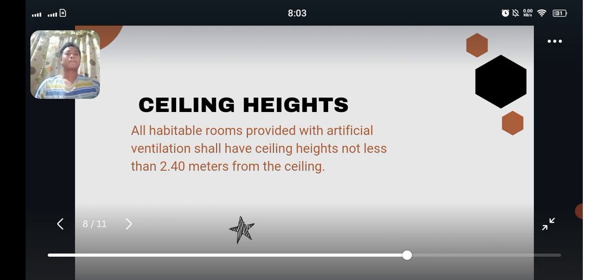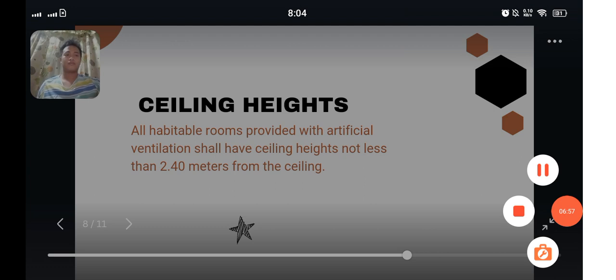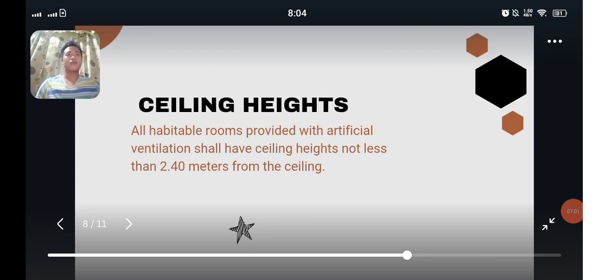Ceiling heights. All habitable rooms provided with artificial ventilation shall have ceiling heights not less than 2.40 meters from the floor. So, ceiling heights must be at least 2.40 meters from the floor in all living rooms with artificial ventilation. So, ceiling heights for buildings with more than one story: a single story with a minimum height of 2.70 meters. Then, 2.40 meters is required for the second story. And succeeding stories must have a minimum headroom clearance of 2.10 meters. Clear ceiling heights on mezzanine floors must be at least 1.80 meters above and under it. So that's for ceiling heights.